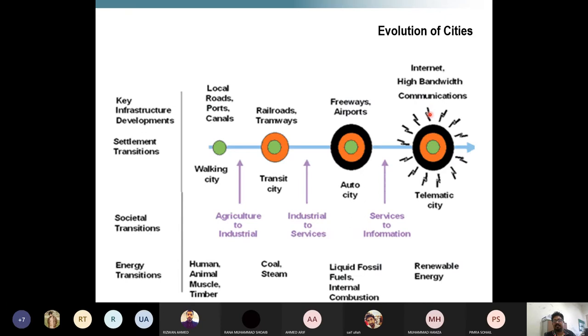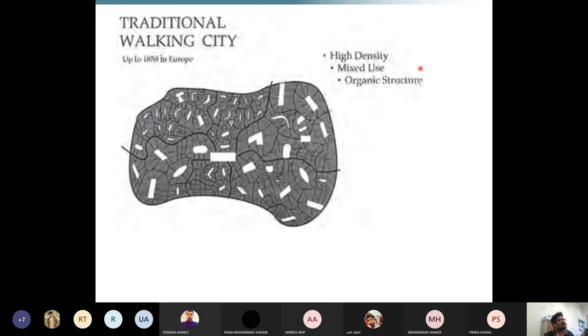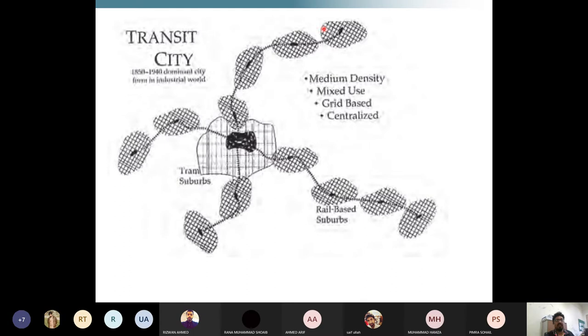This is another example: a typical European walled city had an organic structure, it was mixed use, and it was very high density. And what happened with the streetcar, or let's assume these are transit stations, the stops of the train, is that along those stations we had certain potential for development. Medium density started emerging, mixed use was there, and different street patterns started emerging at the stops. So we had a kind of transit city. This gives you an idea about transit oriented development.